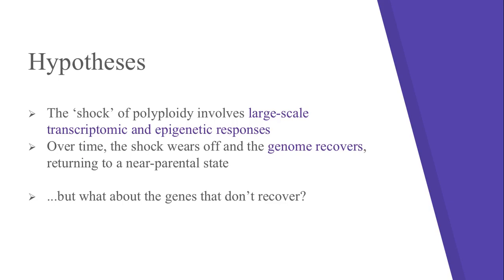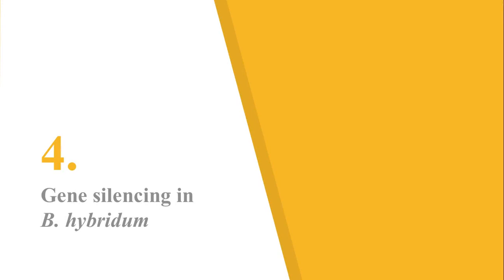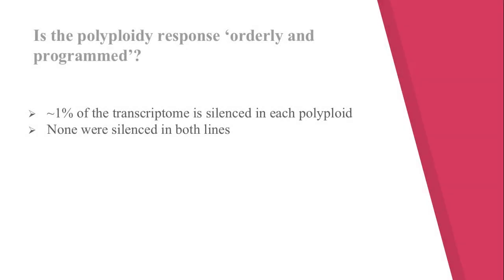And so what about those genes? Are they randomly misregulated, or is there a good reason for it? And so to investigate this question, I focused on silenced genes, which are of course a very extreme form of gene expression misregulation. So the first thing I noticed was a very small number of genes are silenced in each polyploid, only a few hundred out of a genome of around 30,000 genes. And also that there were no genes that were silenced in both the natural and synthetic lines.